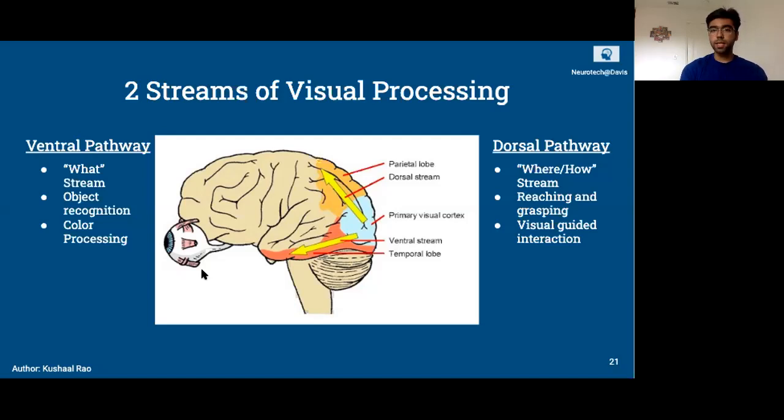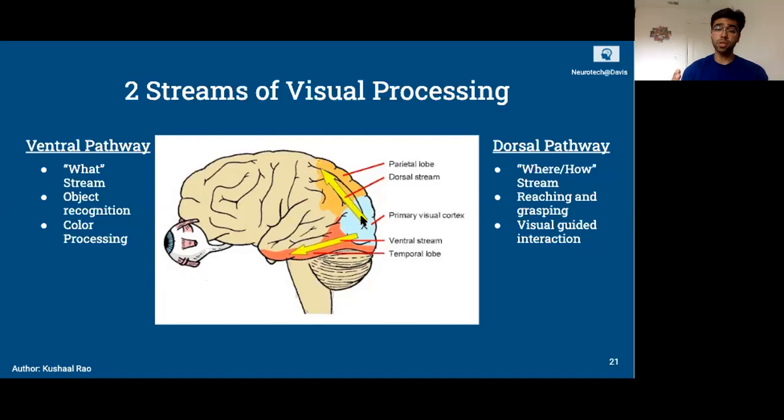The dorsal pathway is also called the where/how pathway, and it's responsible for telling you where an object is relative to other objects and relative to you in a three-dimensional setting. And the how corresponds to how you would interact with an object, like how you would reach for it, what objects are close to it, and if you had to do anything to the object, how you would interact with it.